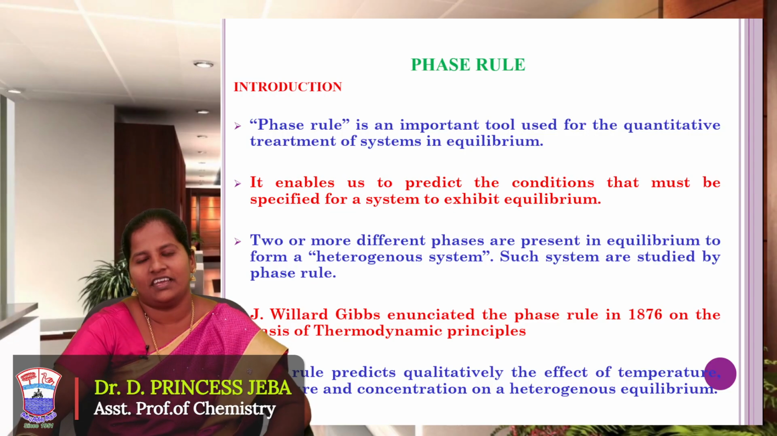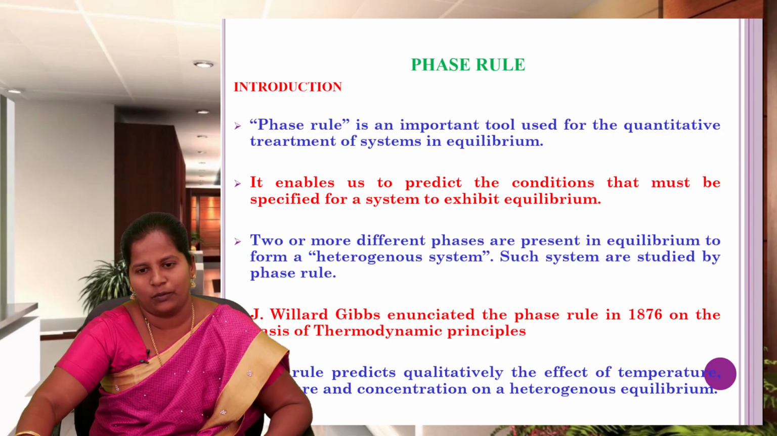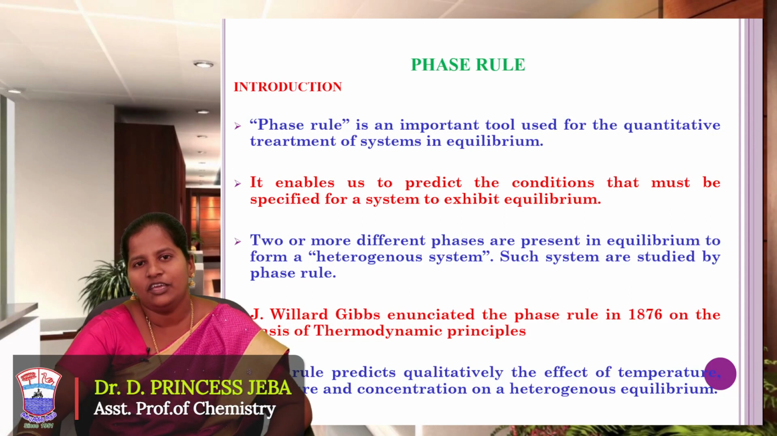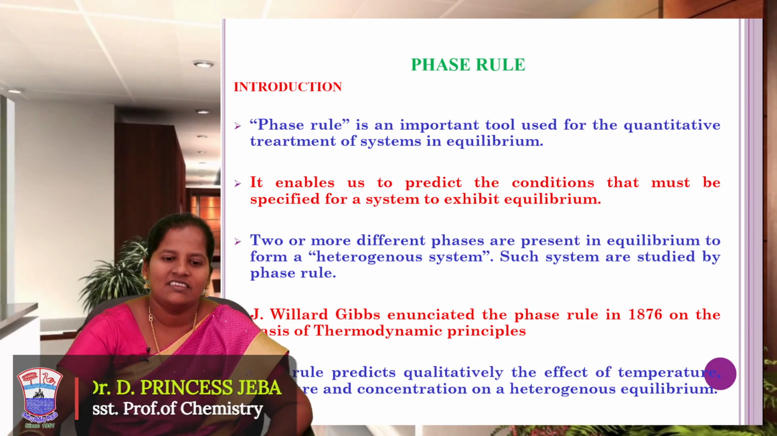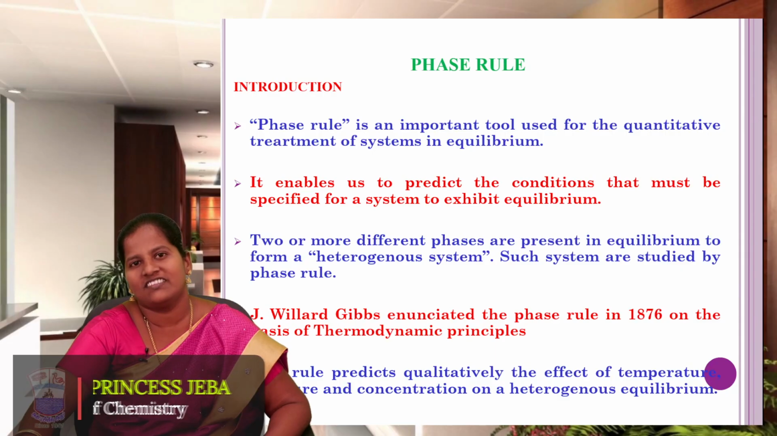This phase rule was first enunciated or coined by Willard Gibbs. So it is otherwise called as Gibbs phase rule. Phase rule is applicable for heterogeneous systems. What is known as a heterogeneous system? If all the components are in a single phase, it is called a homogeneous system. If all are liquid, then it is called a homogeneous system. Whereas if solid, liquid as well as gaseous state all exist in equilibrium, then it is called a heterogeneous system.